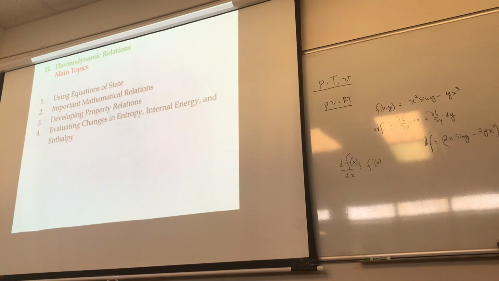So I'm only going to do 4 sections of this chapter. I'm not going to go through the entire one. So we'll talk first about the equations of state. The equations of state go through some equations that have been established before, right? Because everything has to come from this type of relationship. So again, the big question is, what is that relationship? And then we'll go on and talk about important mathematical relations, and then how we develop property relations, and how we evaluate changes in entropy, internal energy, and enthalpy, which is the goal of this.